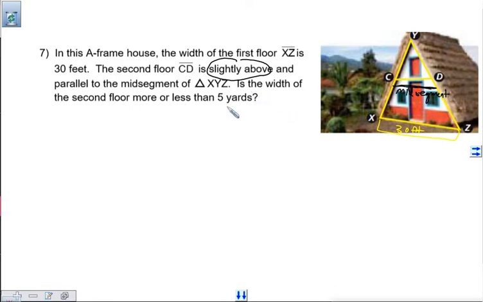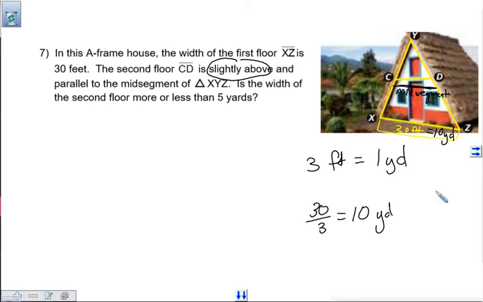Is the width of the second floor more or less than 5 yards? Okay, so we have feet right now. How many feet are in 1 yard? 3 feet are in 1 yard. So we need to divide 30 by 3, and that gets us 10 yards. So our base is also equal to 10 yards.